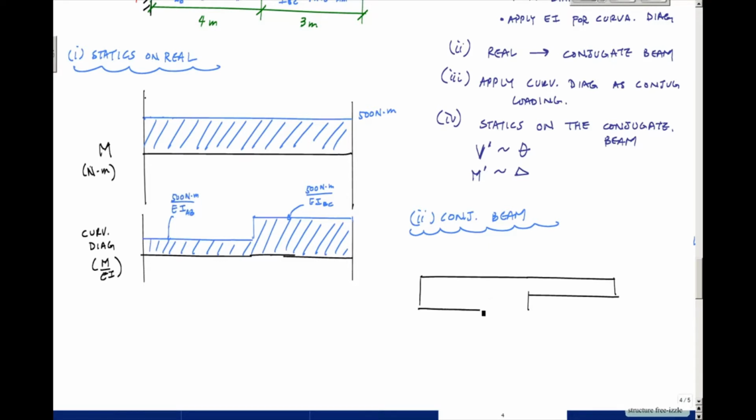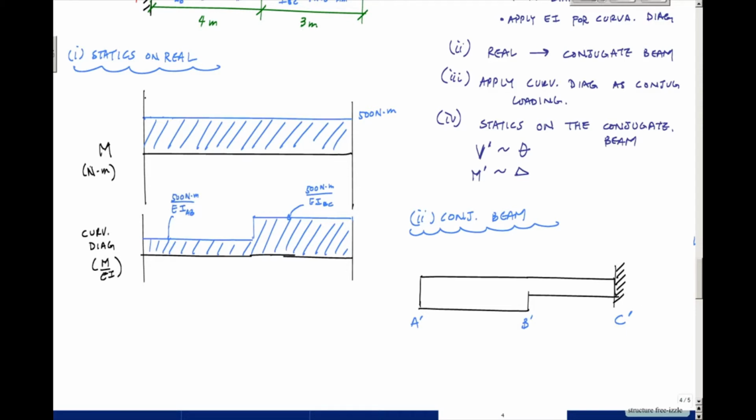Okay, I'm going to call this A prime for my conjugate A, and my B prime and my C prime. In my real beam, I'm fixed at A, so in my conjugate beam, I'm free. I've got really no support or boundary condition at B. And at C, it's free in the real beam, therefore it is fixed in the conjugate beam right here.